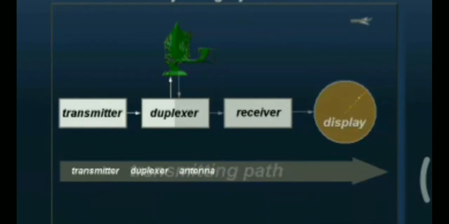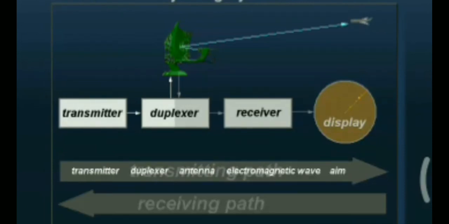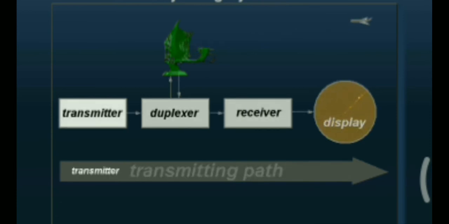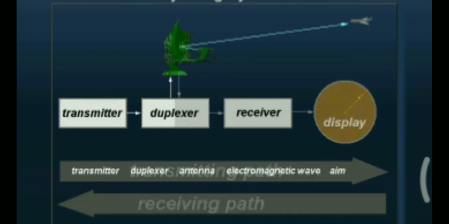Transmitter. The radar transmitter produces short-duration, high-power RF pulses of energy that are sent into space by the antenna. The duplexer alternately switches the antenna between the transmitter and receiver so that only one antenna need be used. This switching is necessary because the high-power pulse of the transmitter would destroy the receiver if the energy were allowed to enter the receiver.